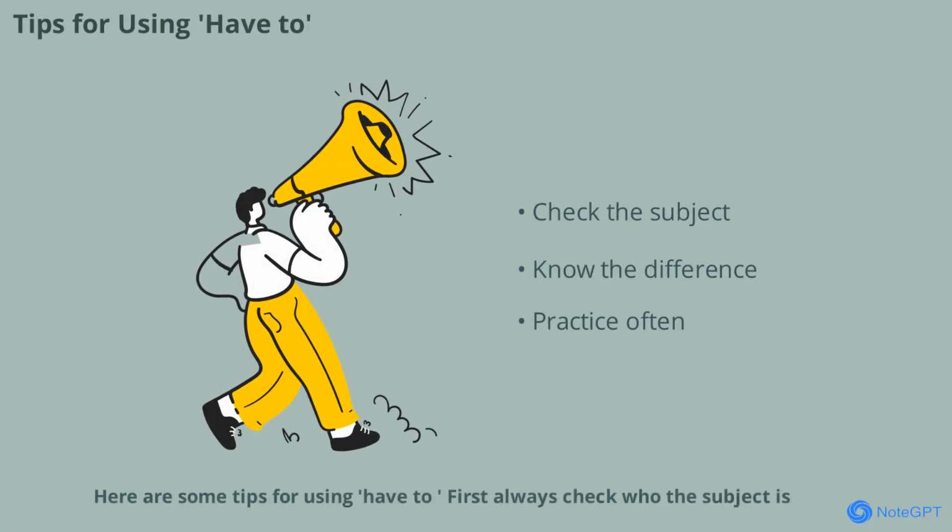Here are some tips for using have to. First, always check who the subject is so you use the right form. Second, remember the difference between obligation and option. And finally, practice with real-life examples to get comfortable with the structure.